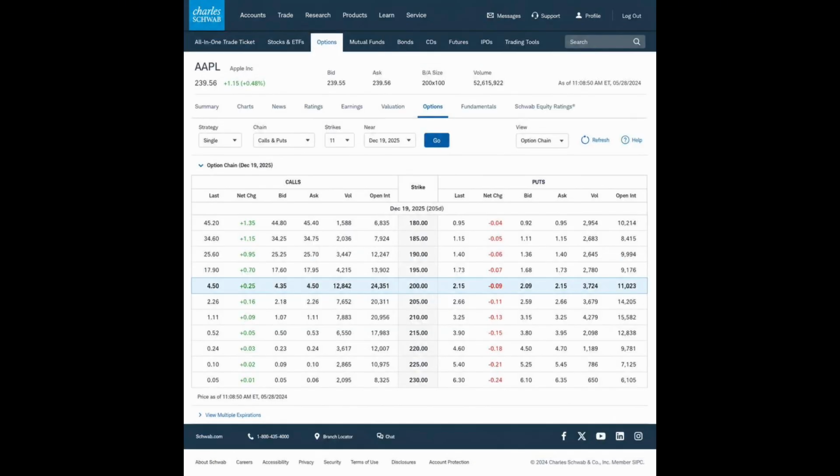Next is pick a strike and expiration. So choose an expiration date. It can be weekly or monthly. Then click a call or put row on your chosen strike price to load it into the order ticket.